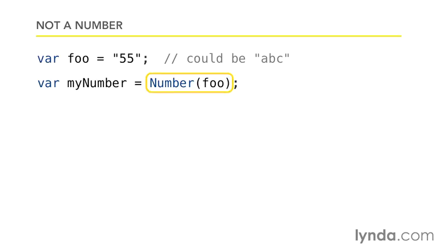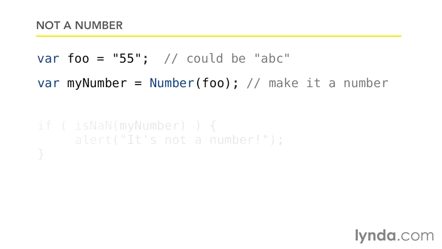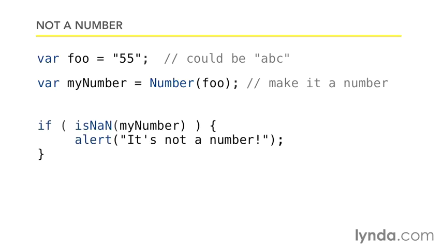Now, this looks a little odd. This is a built-in function in JavaScript called Number. And it's one of the few times we've seen an uppercase N here. We're passing in the variable foo, and we're saying, make it a number, and store the result in the myNumber variable. Hopefully, this will work, but it might not. So the next thing that I need to do is check it.